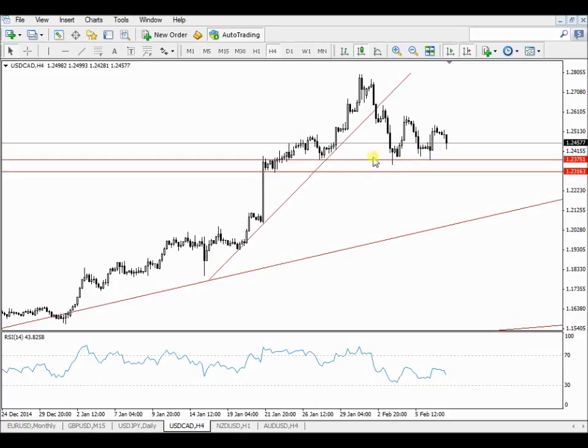So what is happening here? The sellers want to take control. The sellers want to break that support. And what I want to do, I don't want to do anything here because we're in a sideways movement.